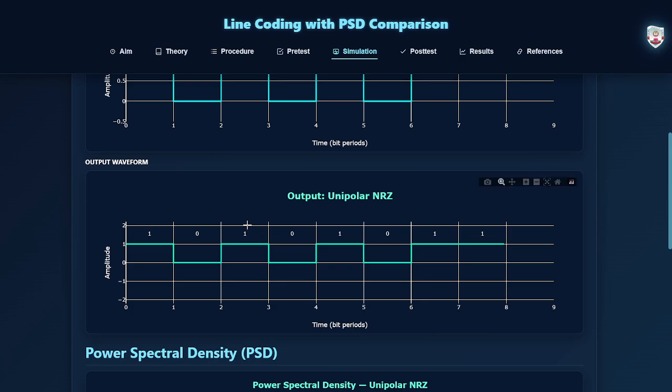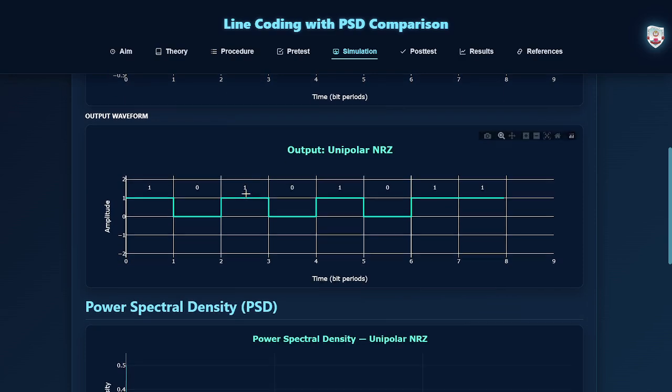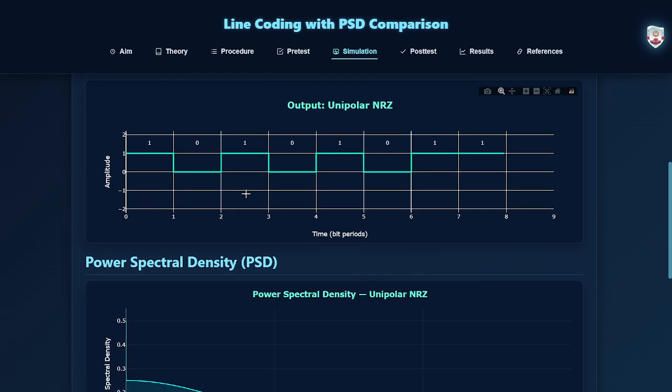For example, in Manchester coding, each bit contains a transition in the middle, ensuring synchronization. In Bipolar AMI, the polarity of successive ones alternates between positive and negative voltages. This visualization helps students clearly understand the differences between various line coding techniques.